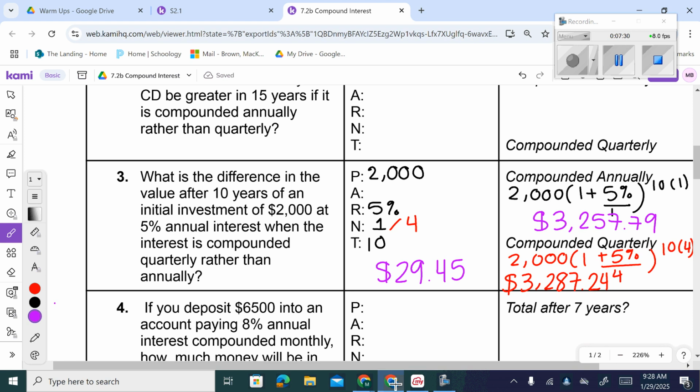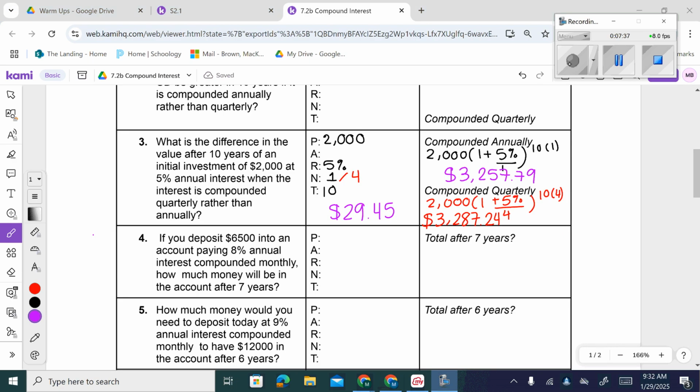All right, I need everybody to do number 4. If you can convince me you can do number 4, we'll be done with notes. What is your principal on number 4? 6,500, good. All right, am I going to fill out my A on this? Okay, what's your rate? 8%. This is the number one mistake I saw. What should your n be? 12. That's how many times it's compounded in a year. And what is your time? 7.